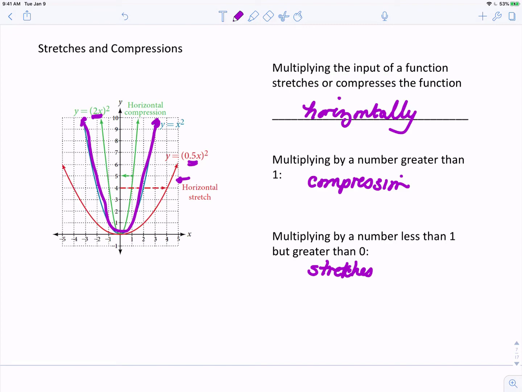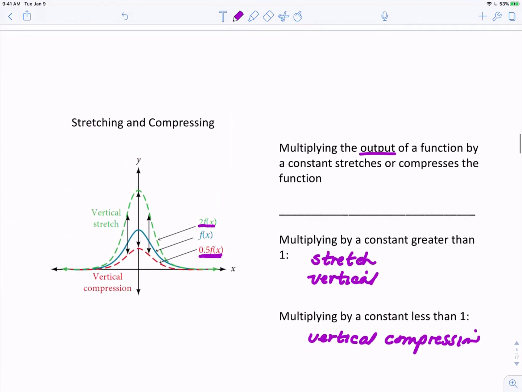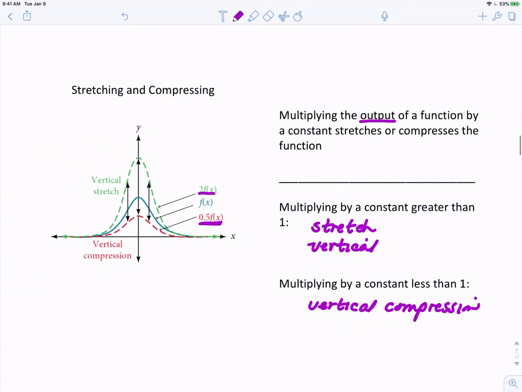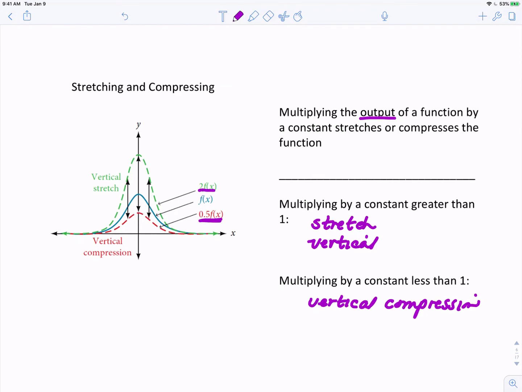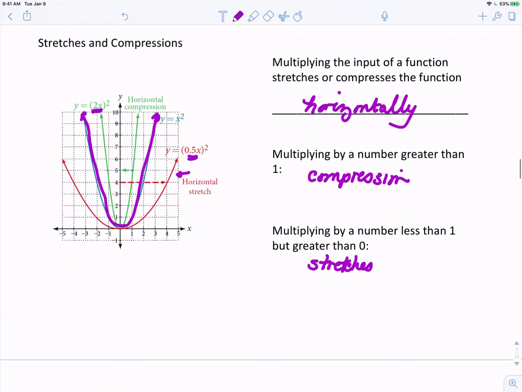All right, so multiplying the output by a positive number stretches or compresses it vertically. Go ahead and fill that in. And multiplying the input of a function stretches or compresses the function horizontally.